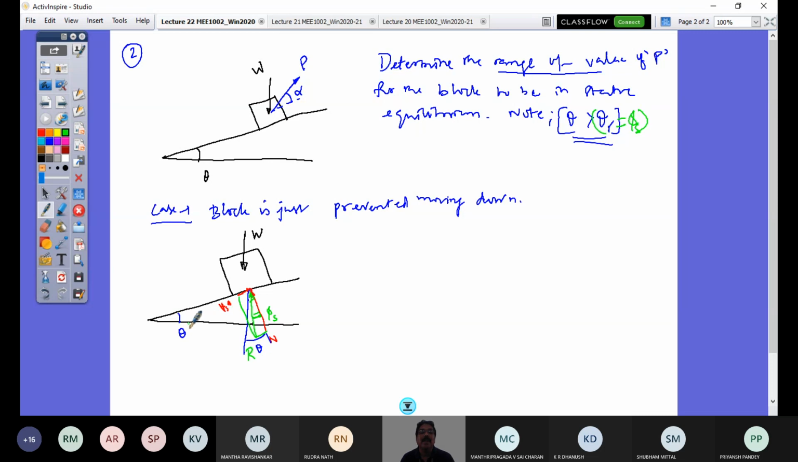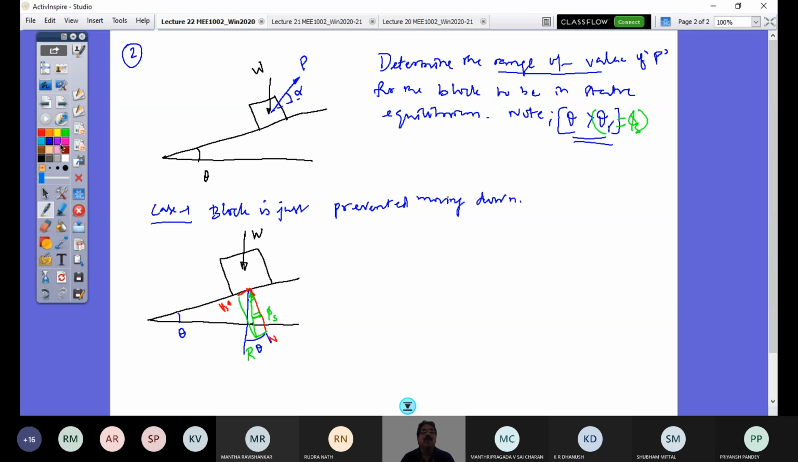Slight increase in this, right? Slight increase in this. See, you would ask me, this is supposed to be equal, theta is equal to phi s. That is correct for an impending state when only the block is there, but you have an assistance of P. That is why this angle theta can be greater than phi s and still it is under equilibrium.